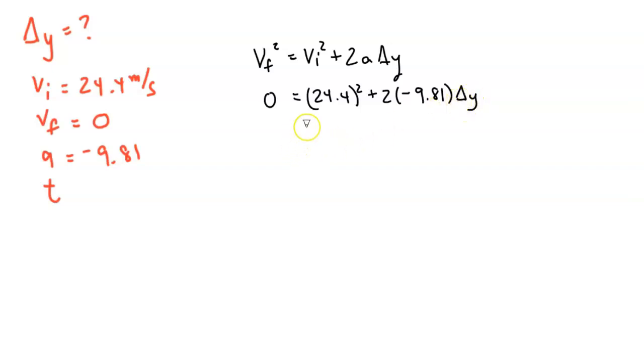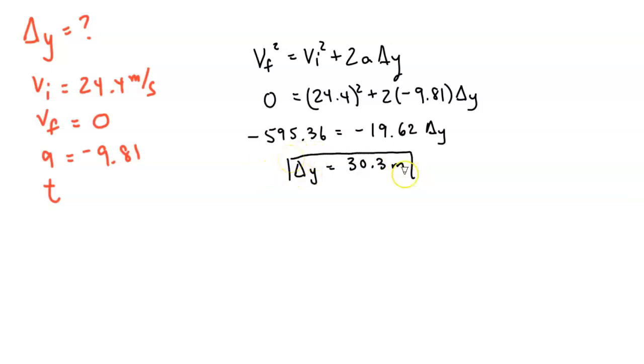Okay, so we're going to move this over to the left. This is 595, so move this to the left, 595, actually 0 equals 595.36 minus 19.62 times delta y. All right, so divide by negative 19.62 on both sides, and delta y, I get 30.3 meters. Okay, so that is going to be the peak height of the ball. So the ball's going through the air, and so that's going to be my delta y. So the delta y, that is the peak height.